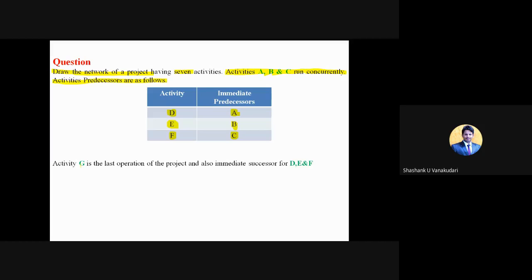The third condition is that activity G is the last operation, meaning here the project is going to end. It is the last operation of the project and also the immediate successor for D, E, and F. So once you complete D, E, and F, only then can you start activity G. Since G is the last operation, it is the immediate successor for activities D, E, and F. For these 3 activities, G is the successor activity. So you understood the question now. We'll solve the problem now.